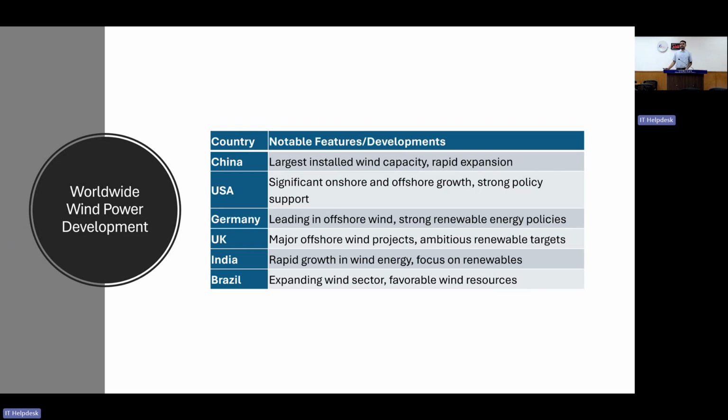Okay, and India has a lot of potential for wind power, and wind installation in India is also growing, with a focus on a higher percentage of renewable energy technology in the Indian energy mix. Brazil is also expanding its wind energy sector. They have a large coastline to tap their wind energy.